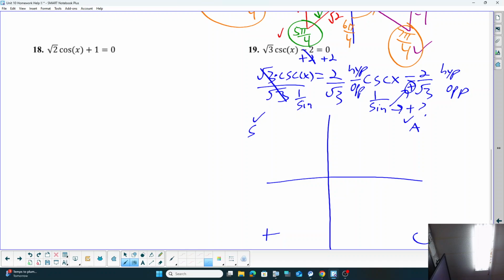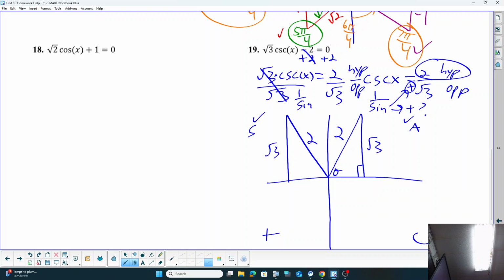And our opposite is going to be radical 3. So our opposite side to our reference triangle is going to be radical 3, and the hypotenuse is 2. Right, hypotenuse is 2. Opposite side of our angle that we're trying to find is radical 3. And then we also have this side too, up there, so that's also radical 3, and this is also hypotenuse 2.